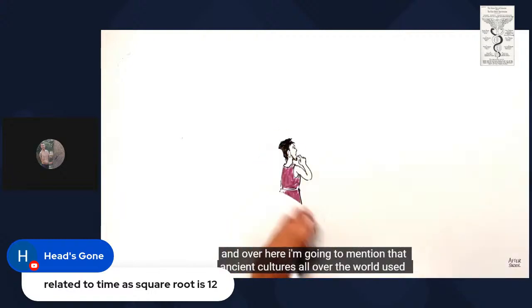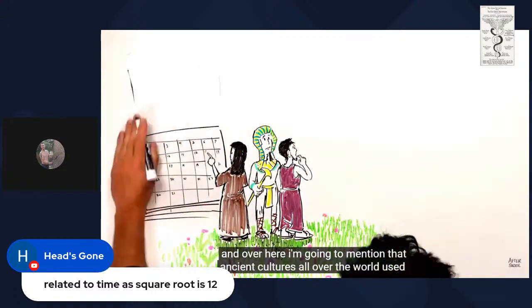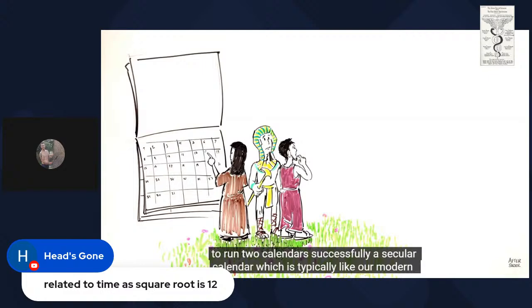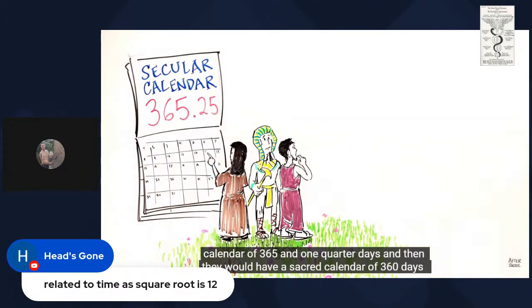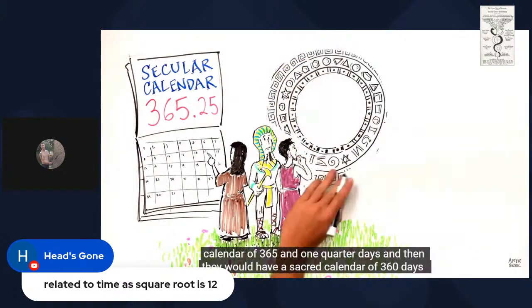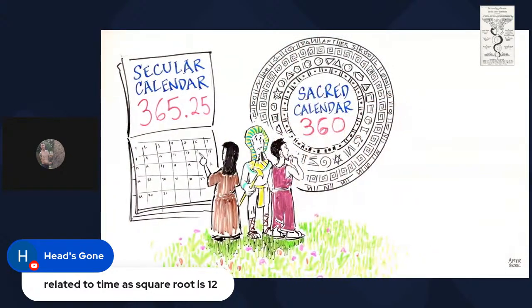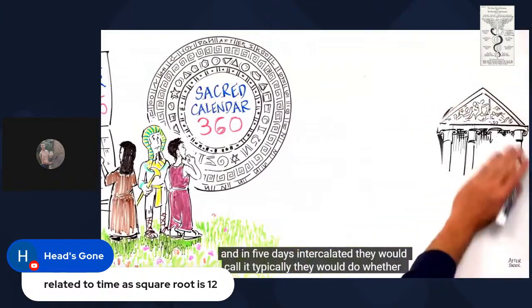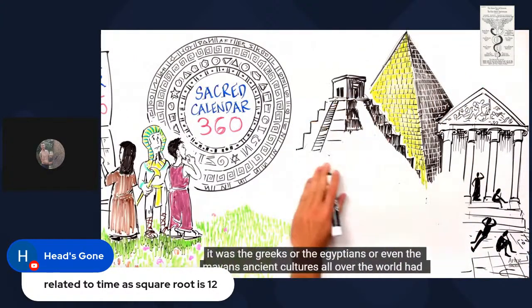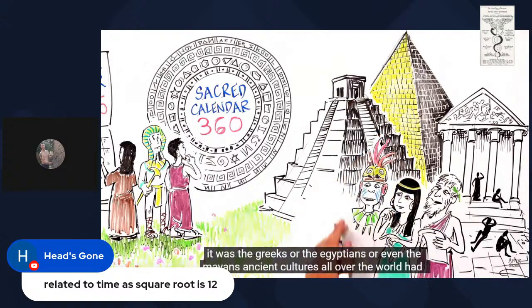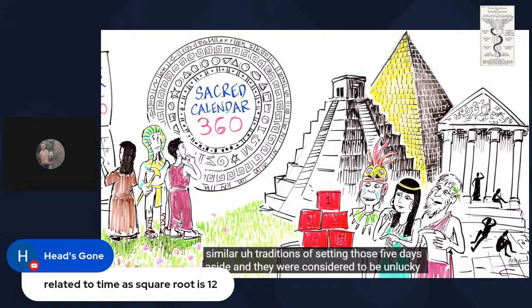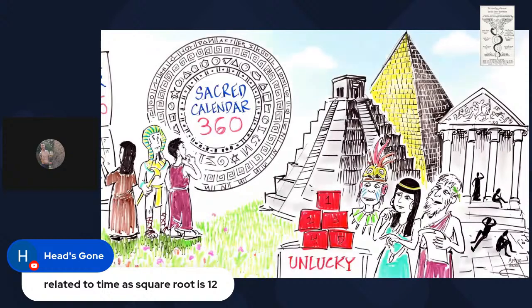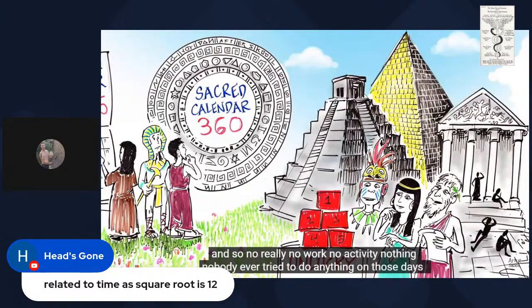And over here, I'm going to mention that ancient cultures all over the world used to run 2 calendars successively, a secular calendar, which is typically like our modern calendar of 365 1/4 days. And then they would have a sacred calendar of 360 days, and 5 days intercalated, they would call it. And typically, whether it was the Greeks or the Egyptians or even the Mayans, ancient cultures all over the world had similar traditions of setting those 5 days aside, and they were considered to be unlucky. And so no work, no activity, nothing.